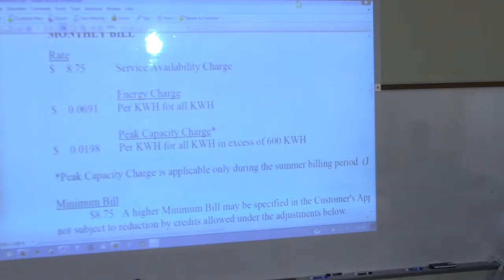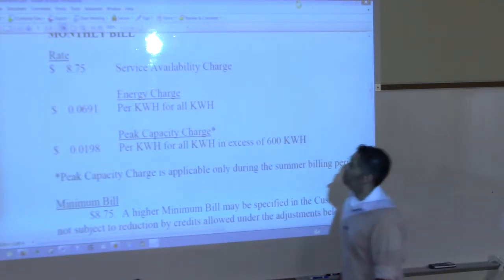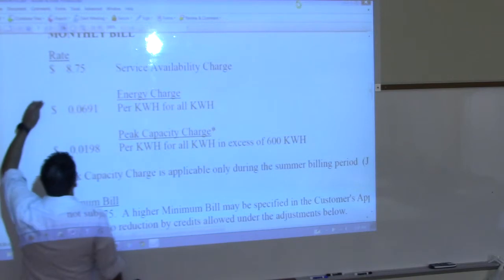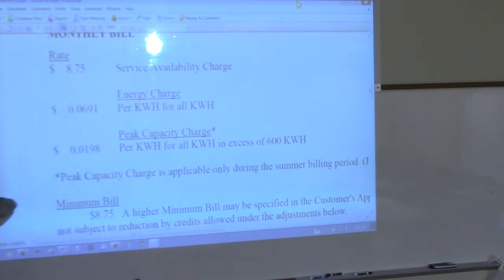Okay, there we go. Let's try and understand what they're talking about here. So, you're going to be charged $8.75 per month for what? Service. Just the pleasure of using the electricity is going to cost you $8.75 no matter what. Then you're going to pay $0.0691. So this is almost 7 cents, right? 7 cents per what?